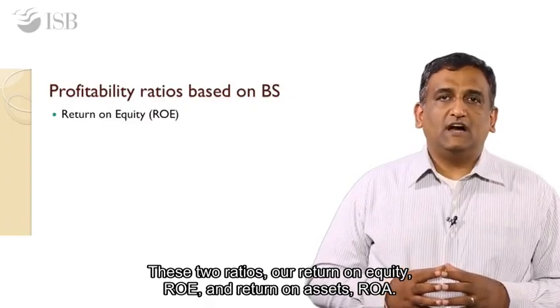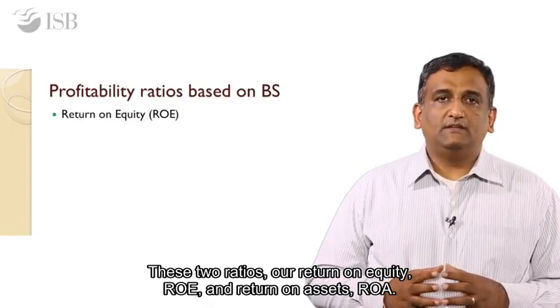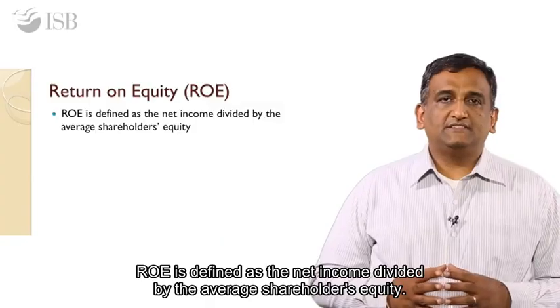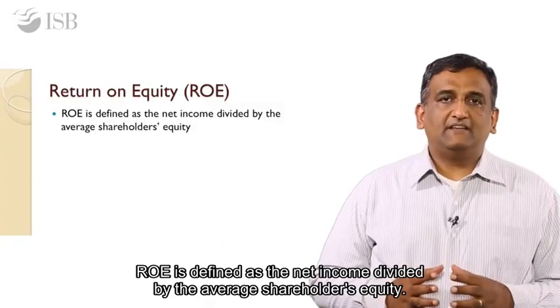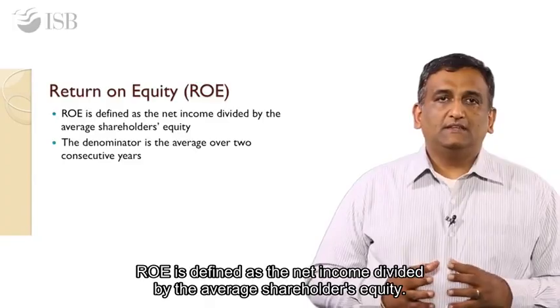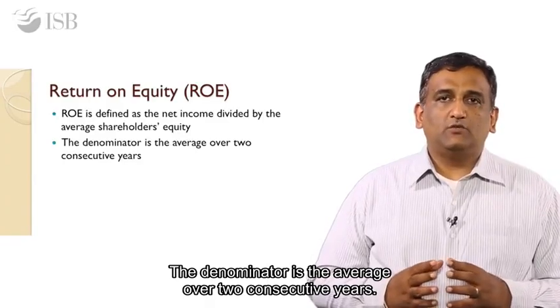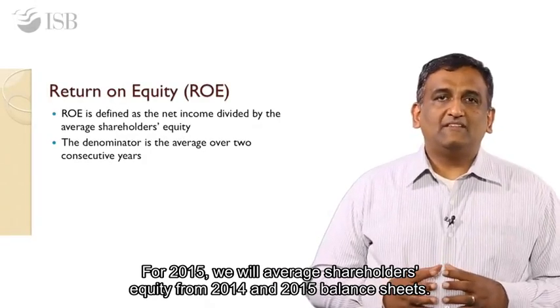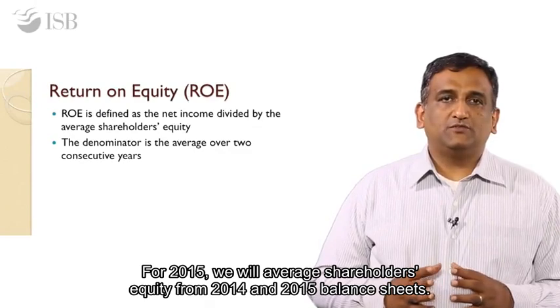These two ratios are return on equity, ROE, and return on assets, ROA. ROE is defined as the net income divided by the average shareholders' equity. The denominator is the average over 2 consecutive years. For 2015, we will average shareholders' equity from 2014 and 2015 balance sheets.